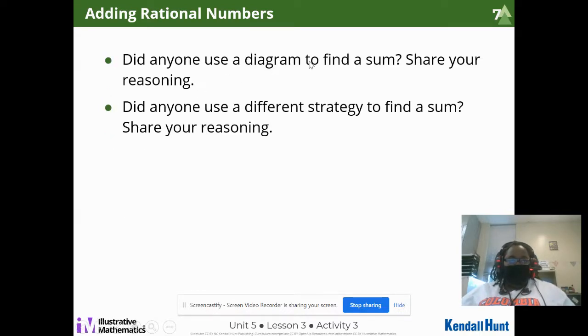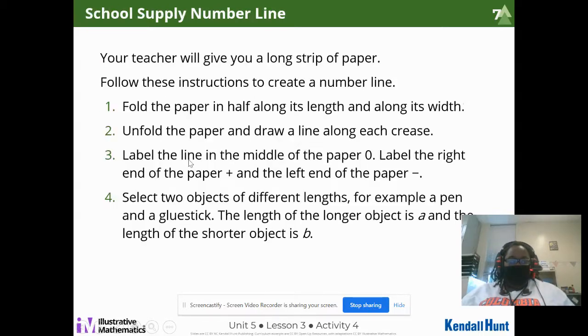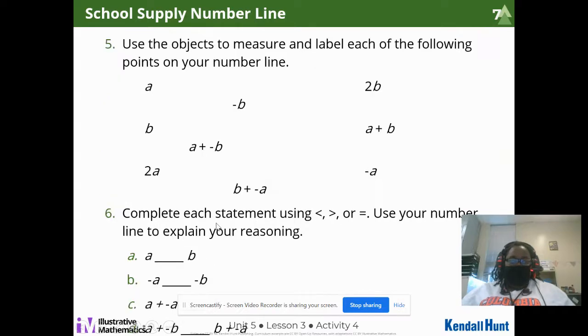Next question says, did anyone use a diagram to find the sum? Show your reasoning. You really don't have to complete this because it should be straightforward. You can kind of skip that one. Now, this particular situation, put an X through this one. I'm not giving out any additional paper, any additional number lines or anything. So put an X through this particular activity as well as the next set. So we are not completing this. You guys can go ahead and put an X through this as well.